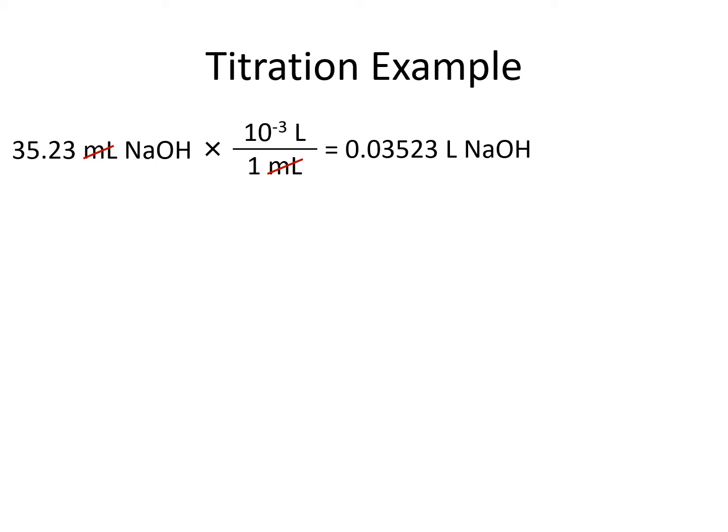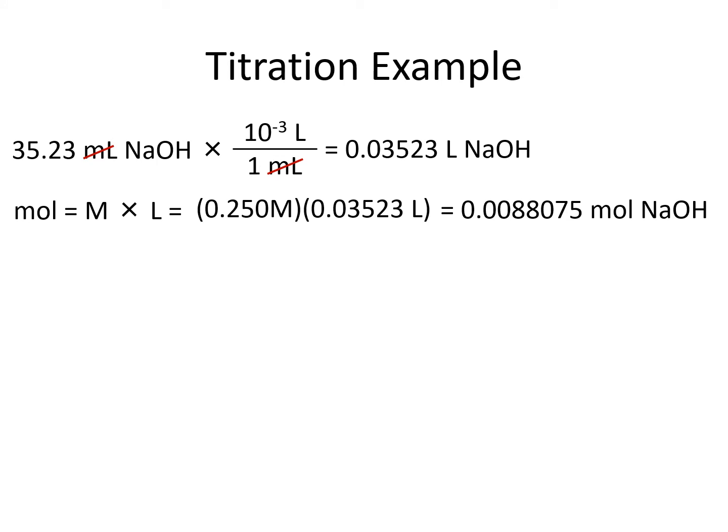Once we have liters, we can plug it into a rearranged form of our molarity equation. Moles equals molarity times liters. Our molarity was the 0.250 molar sodium hydroxide, and liters of sodium hydroxide was 0.03523. We're multiplying those together and get 0.088075 moles of sodium hydroxide. Moles are often going to be a small number like this.